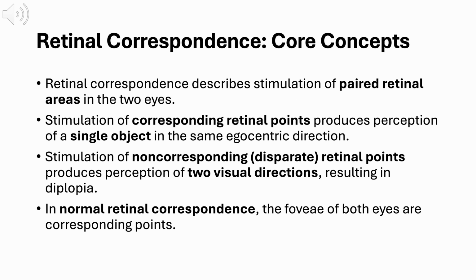Now we can build on that idea and introduce retinal correspondence. Retinal correspondence refers to how paired retinal areas in the two eyes are linked perceptually. When corresponding retinal points are stimulated at the same time, the brain interprets that input as a single object located in one egocentric direction. If instead stimulation falls on non-corresponding or disparate retinal points, the brain assigns two different visual directions to that input. That mismatch is perceived as diplopia. In normal retinal correspondence, the most important pairing is at the fovea. The foveae of both eyes correspond to each other, which is what allows precise binocular alignment and single vision when fixation is central.